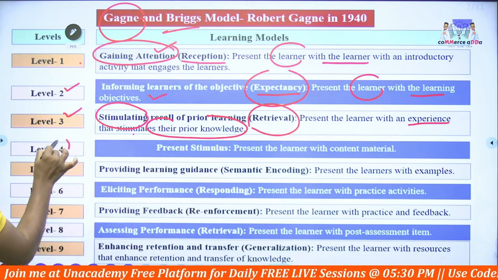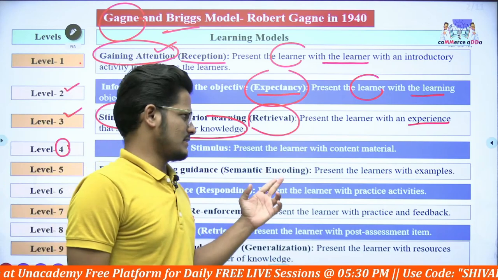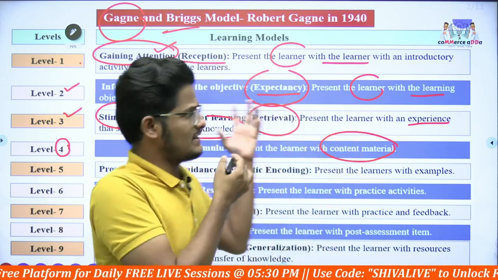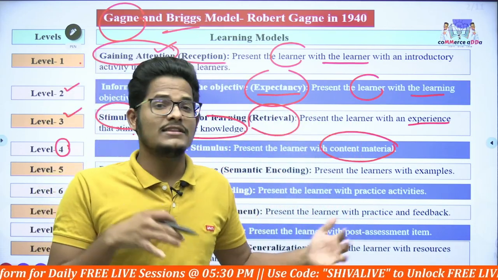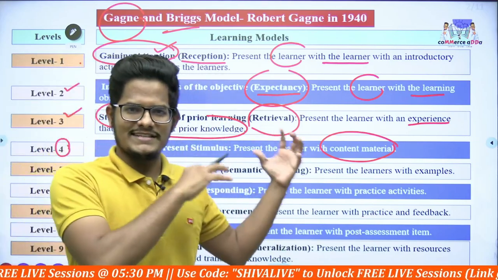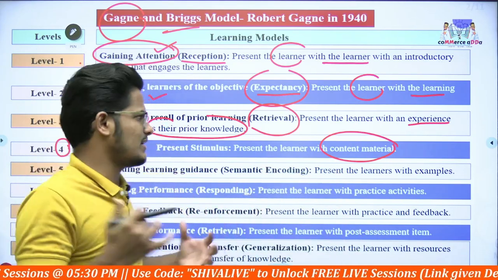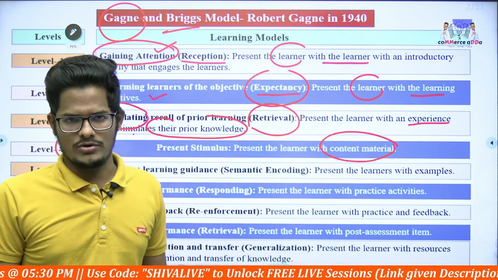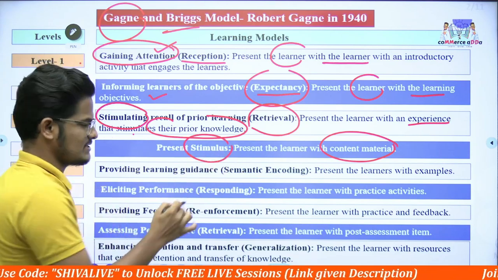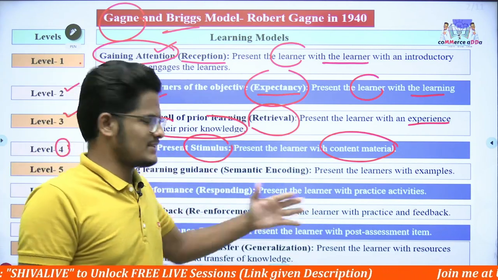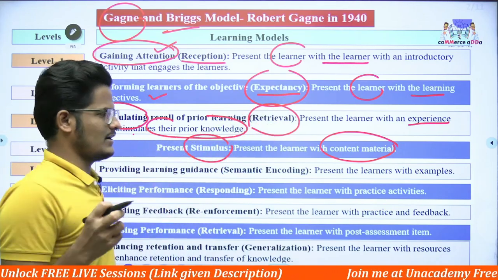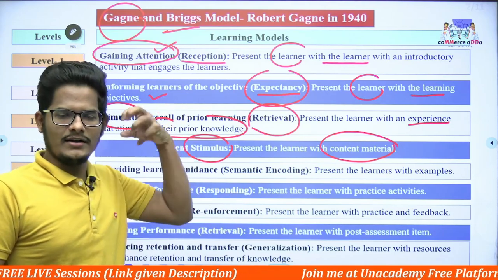That's in level number 3. Level number 4, present the stimulus and present the learner with content material. Suppose when I explain with this slide and when I explain without this slide, there is going to be a difference. When I explain with this slide, you are going to be engaged because this is the content material and your mind starts reading whatever sentences I have written on the board or within the particular slide. That means when I present the stimulus, when I give an input like this, a content material, automatically your mind and your senses are already attracted towards the slide, and it is trying to read it and understand something.